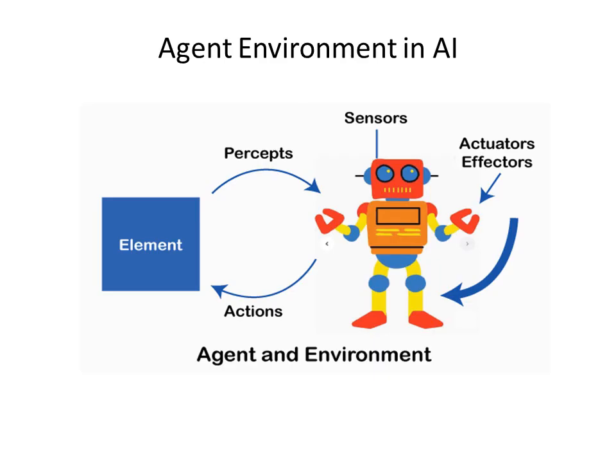Same for the part picking robot: the element here is nothing but a part. You are going to perceive it with the sensors. Your actuators, the arms of that robot, are going to pick it. That is the action for that particular element. So that is the agent environment.